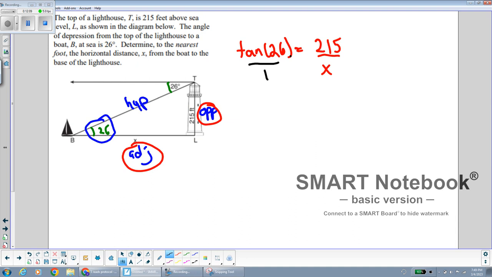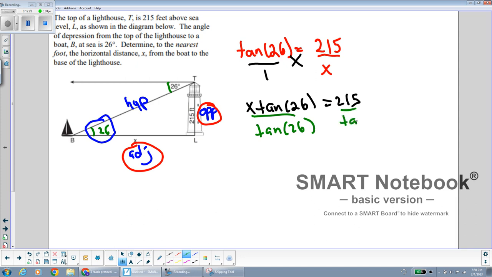So I can put this over 1 and cross multiply. X tangent 26 is equal to 215. I've got to get that x by itself. So I'm going to divide both sides by tangent of 26 degrees to cancel it out.